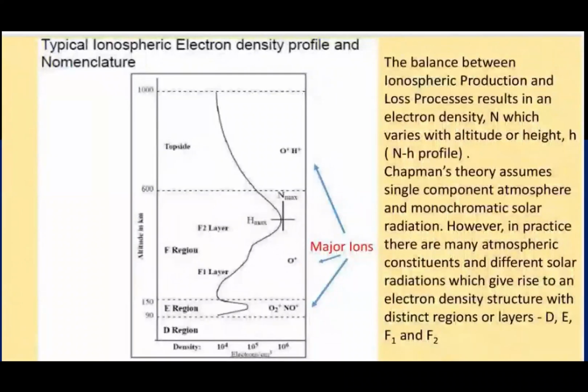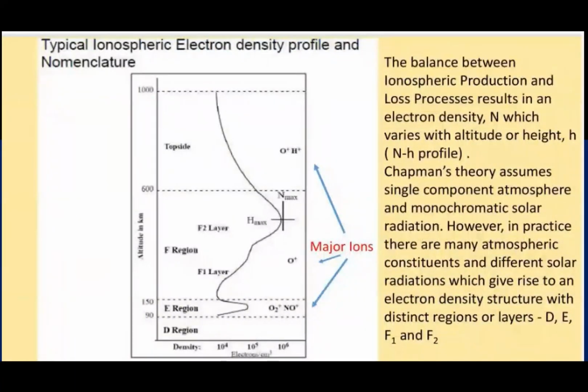Start off from this point. So, as we said yesterday, the balance between the ionospheric production and loss processes results in an electron density n, which varies with altitude or height h, and that graph showing this variation between n and h is called the NH profile or the electron density profile. The adjoining picture here shows one such electron density profile, which is a typical one.